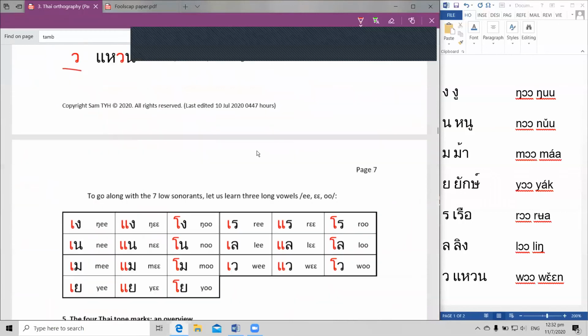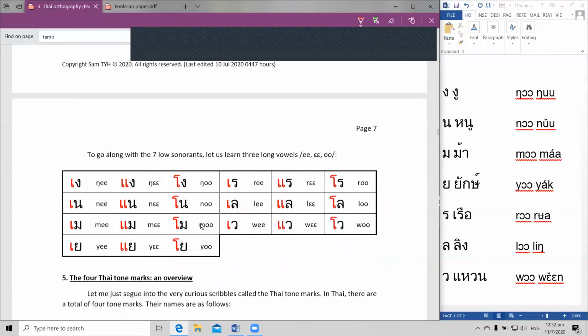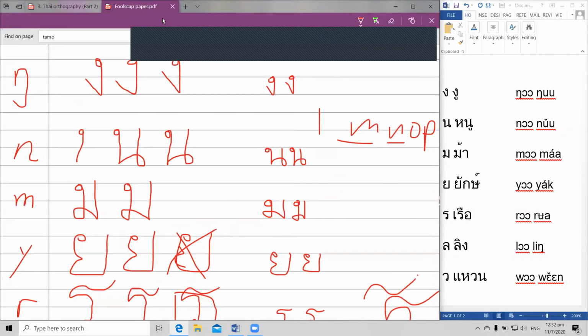look at the 3 long monophthongs that we'll learn. So we have Sara A, Sara E, and Sara O. Okay, A, E, O. If you notice their positions, right, the consonants are in black while the vowels are in red. You notice that for A, E, and O, they're all written to the left of the consonant, correct? So let's try to write them all.